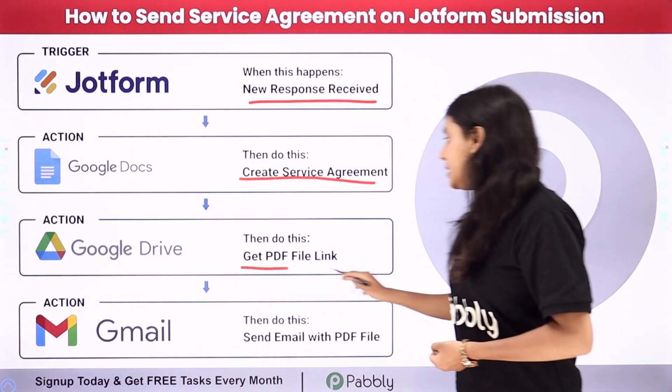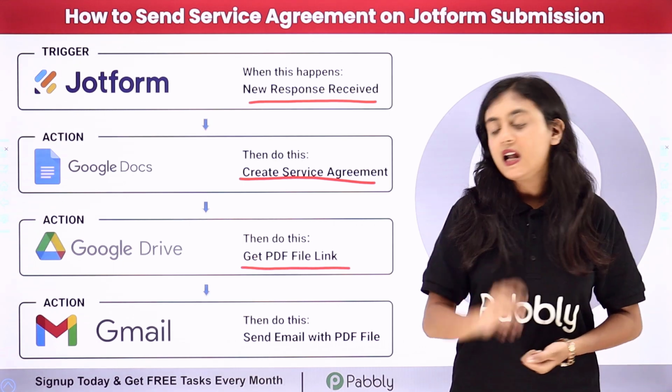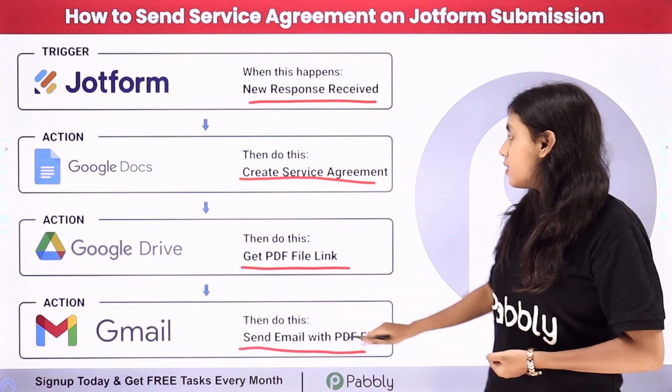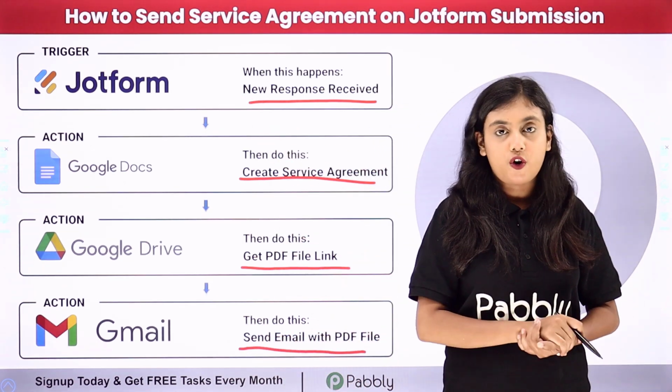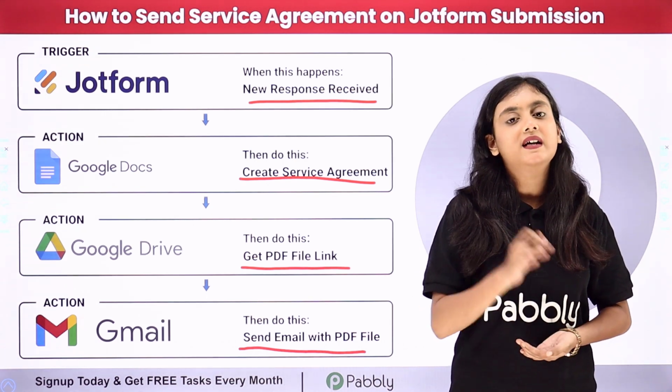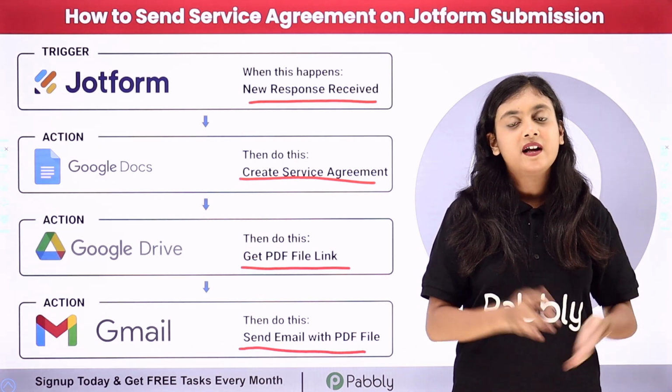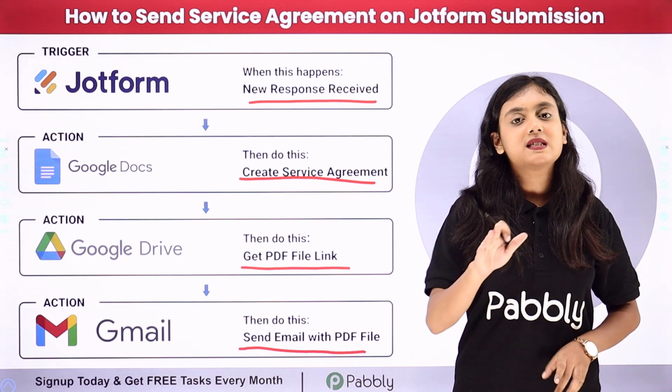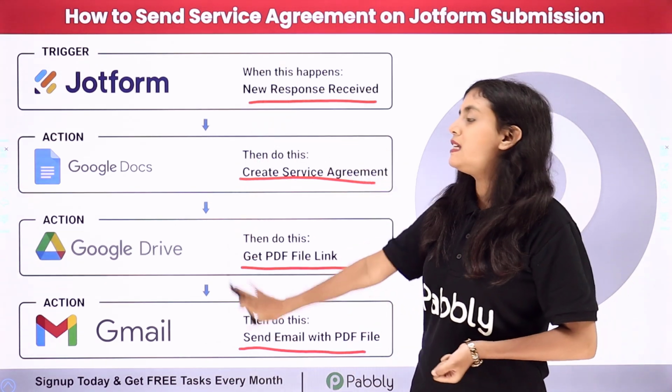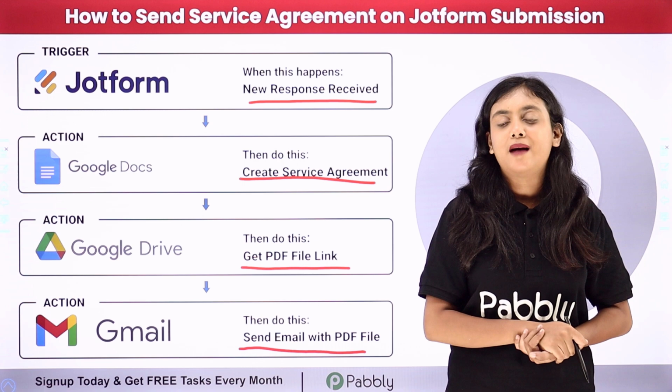And as the service agreement is going to be created with the help of Google Drive, we are going to receive a PDF file link which is going to help us to send an email to our customers who have done the form submission using Jotform on their Gmail account with the attachment of that PDF file. For that, we're going to simply create an automation between all of these applications with the help of Pabbly Connect.